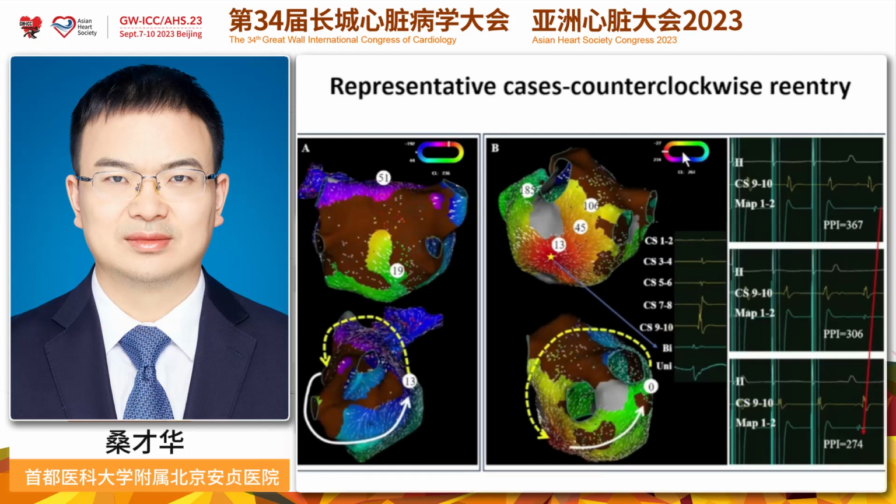This is another case which showed a counterclockwise activation. When we do entrainment, the PPI is not good at the left atrial dome, but at the anterior wall, here is good. Here is good. The breakthrough site is good.